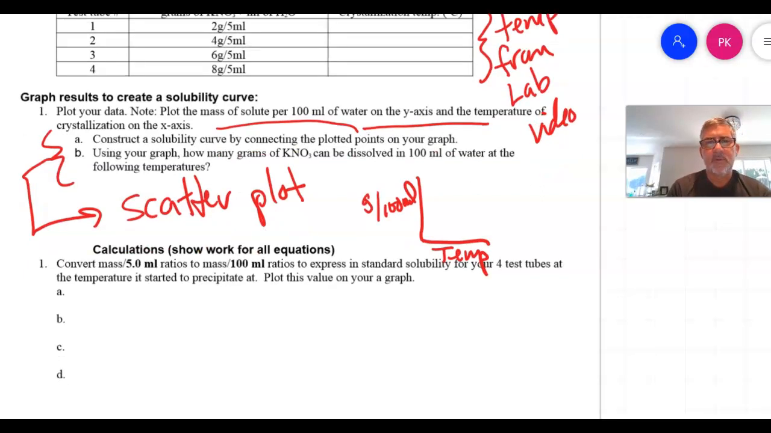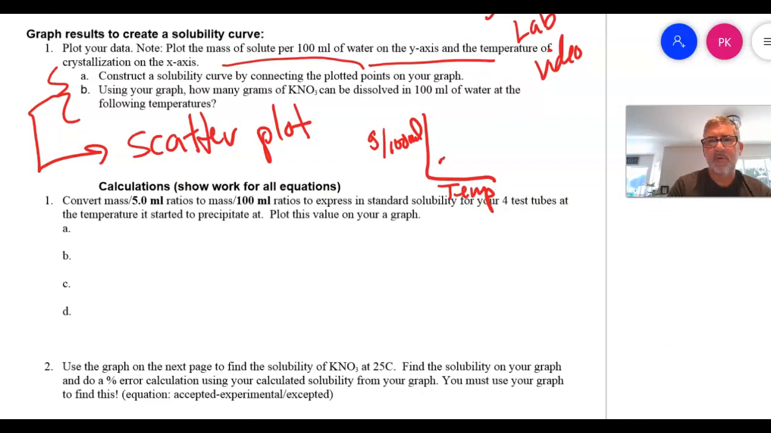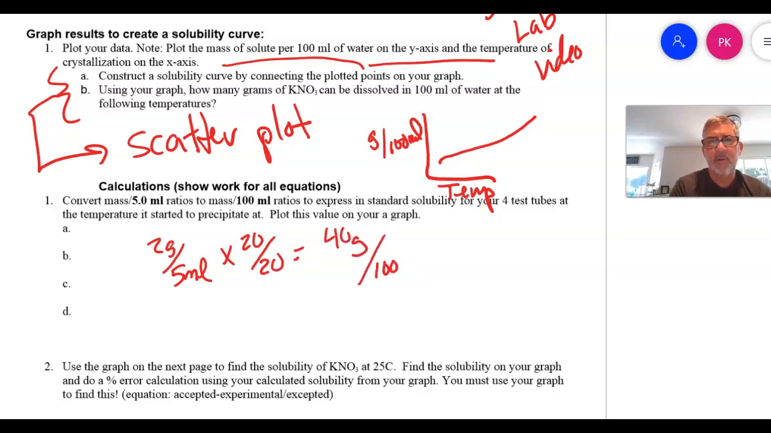Okay, so you should be able to do that, and you'll get some sort of curve that looks like that. Over here, convert mass to standard solubility. So for instance, we have our 2 grams per 5 milliliters. If I multiply that by 20 over 20, I'll get 40 grams per 100 milliliters. And this is what you're going to plot on your graph. So that's the first one. And you'll do the same thing for the 4 gram, the 6 gram, and the 8 gram as well.